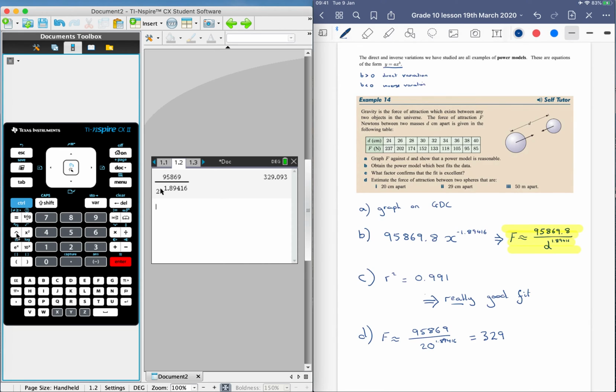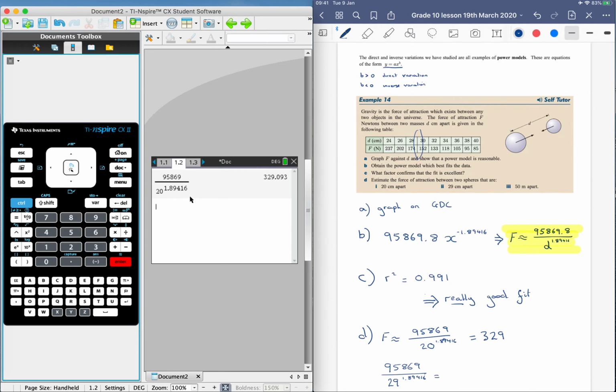Next, 29 centimeters apart. Now this is going to be quite a good one, a much better one, because now we're interpolating and we're going within our data, so it's much more reliable. So here we're going to then do same calculation, 95869 over, now 19. Was it 19? Sorry, no, it wasn't. It was 29, over 29 to the power of 1.89416.